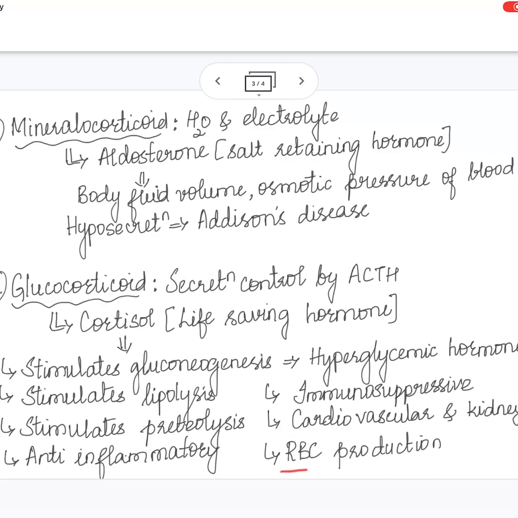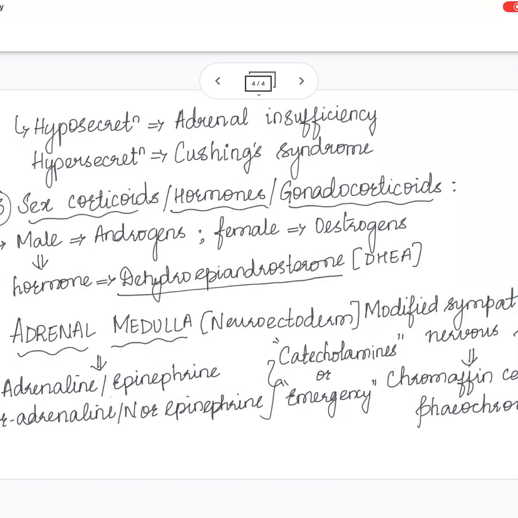And finally, it stimulates RBC production. These are the important points that you have to remember. So hence you consider this a life-saving hormone. Then, if there is hyposecretion of cortisol, it results in a disease called adrenal insufficiency. If there is excess secretion, overloaded secretion of the cortisol, it results in a syndrome called Cushing syndrome. That means here excess fat deposition will take place even in the face region or up to the upper abdominal region, and this condition is called what?